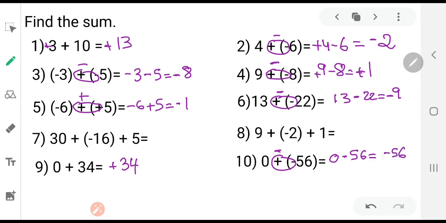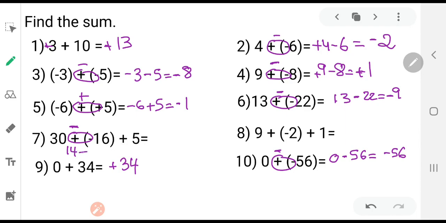Okay? Now, let's see. Over here, I have 3 numbers. Even if I had a million numbers, it's the same. We are going to start by solving the first 2, then we solve the third. First of all, 30 plus minus 16. Plus minus is going to be a minus 16. So 30 minus 16 is going to be a 14. What's the sign of 14? Let's check. 30 is the greater number. It has no sign, so it's positive. Then this is going to be a positive 14.